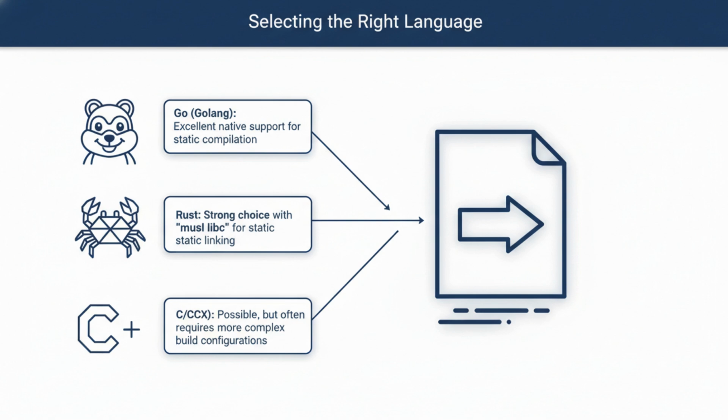Rust is another powerful choice, renowned for its performance and memory safety. With Rust, you can compile against musl libc, which enables static linking on Linux. While C++ can also produce static binaries, it often requires more intricate setup, especially when dealing with complex dependencies, making Go and Rust generally more straightforward for this specific use case in container environments.